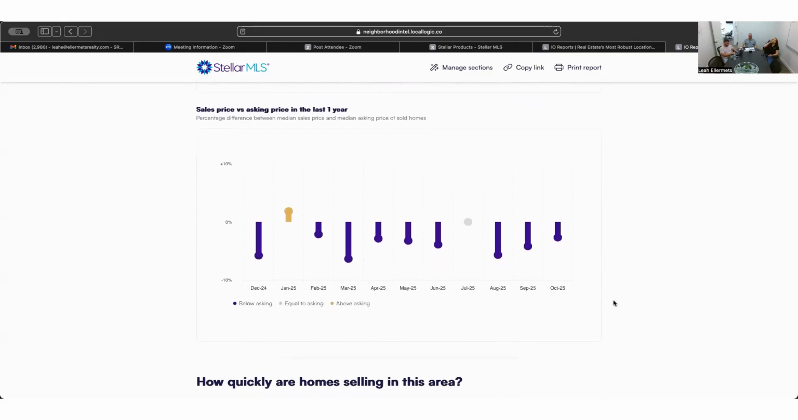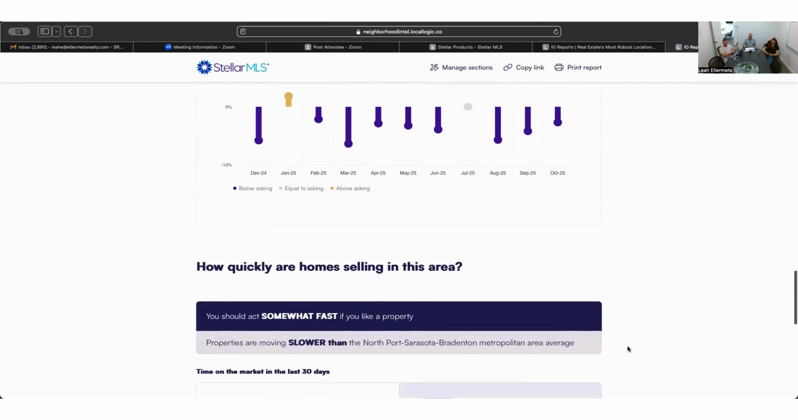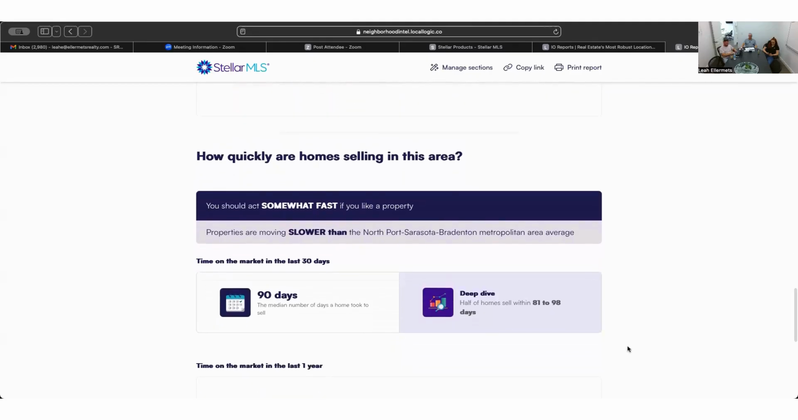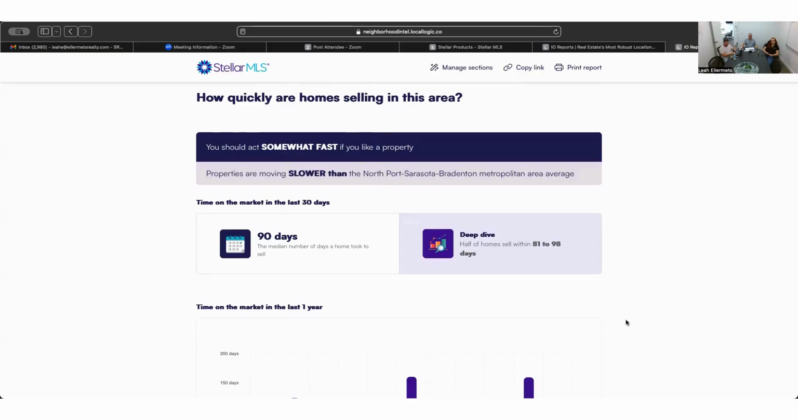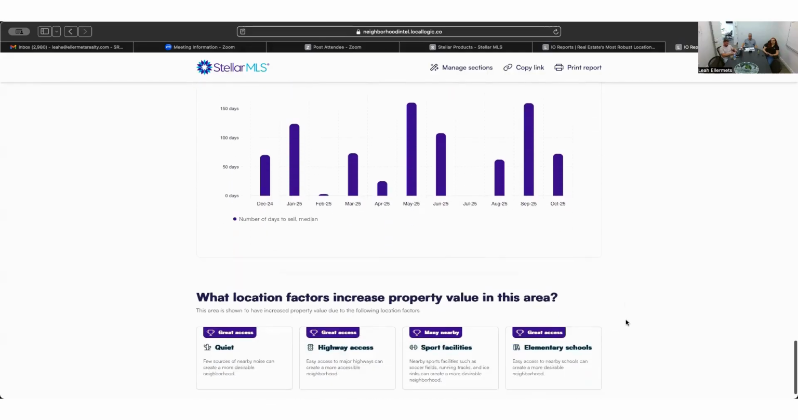Within the last year, gosh, look where the prices went. Down, down, down. It's not a neutral market, is it? August, September, and October are going back up. They're trending up. Does this not start to indicate that our market may be turning? I think our market is starting to turn. So should you act somewhat fast if you like a property? Yes. Properties are moving slower, and that includes Northport, Sarasota, Bradenton metropolitan area average. That's the time to move quickly. We don't want to move slow. When the market's moving slower, we want the buyers to move quicker because they're going to get the best deals. It's just the way it works.